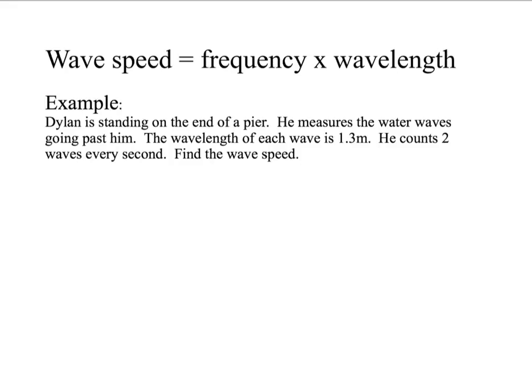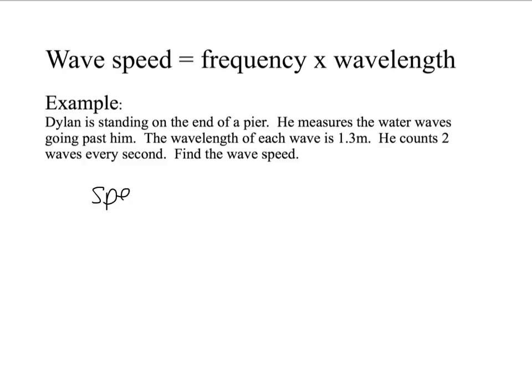Frequency, wavelength and wave speed are all related by this equation. So wave speed equals frequency times the wavelength. We're going to use this to solve a problem in this example here. So in our example, Dylan is standing on the end of a pier. He measures the water waves going past him. The wavelength of each wave is 1.3 meters, and he counts 2 waves every second. Find the wave speed.